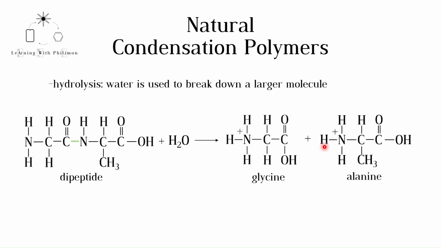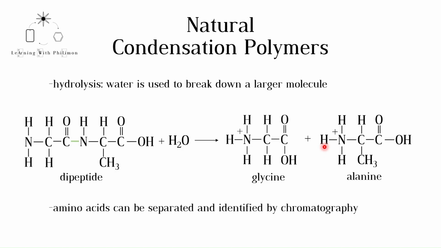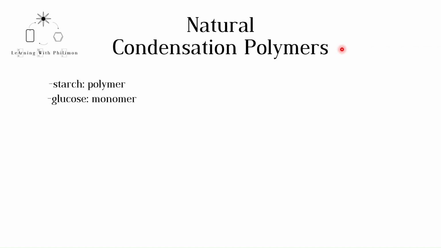For more on this, please watch the videos in the Acids and Bases playlist. This process occurs not only for dipeptides, but for the longer chain proteins. If a protein is broken down by hydrolysis, the amino acids it contained can be separated and identified by chromatography, a separating technique. Now let's take a look at another natural condensation polymer.